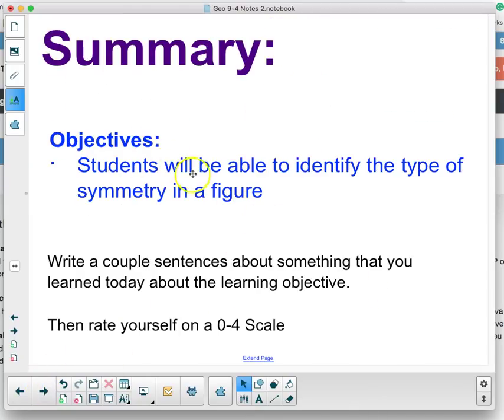We got the summary. Objective: students will be able to identify the type of symmetry in a figure. Write a couple of sentences about something that you've learned today about the learning objective, then rate yourself on a scale of 0 to 4.